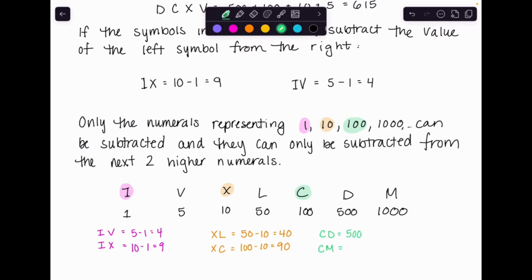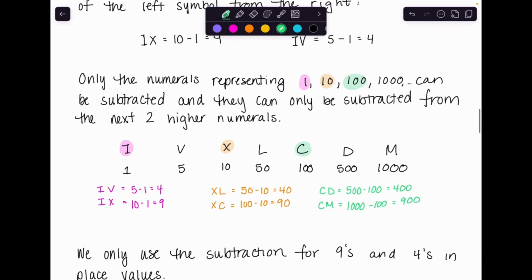CD would be 500 minus 100, which gives me 400. And CM would be 1,000 minus 100 to give me 900. So this gives me placeholders of 4 and 9 in the 100s positions. So when we're going to write in Roman numerals, you just have to keep an eye. Do you have a 4 or 9? Okay, if I do, I have to write that with subtraction instead.